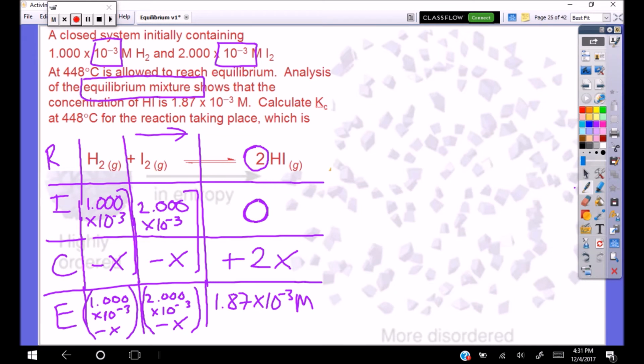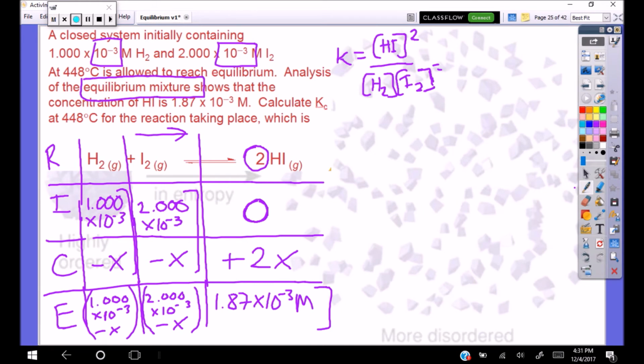All right, so if we set up our equilibrium expression, we know that K is equal to the concentration of HI squared. And those actually are concentrations, I'm sorry. Concentration of HI squared over the concentration of H2 and the concentration of I2. Okay? Now, they didn't tell us what K is, that's what we have to calculate. But we can plug in what's in the equilibrium section here.